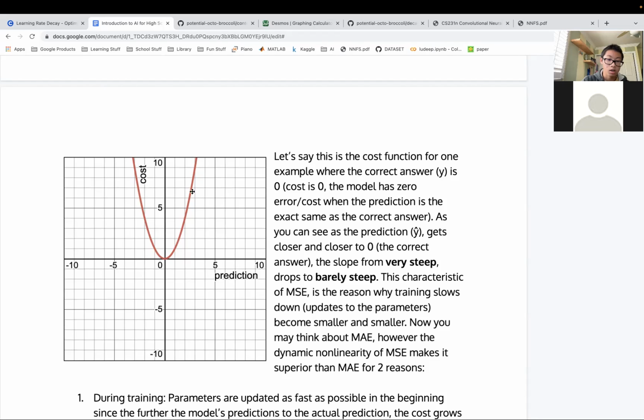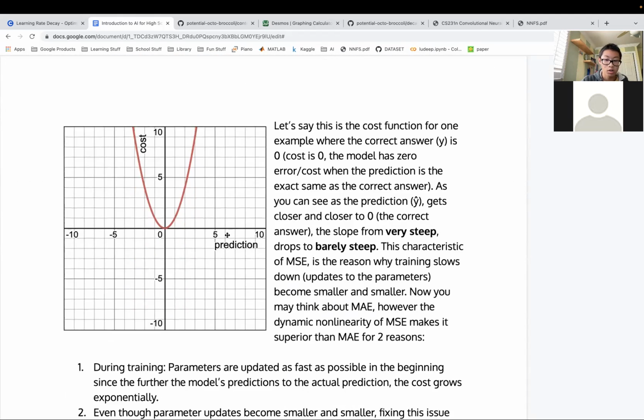But then as you get closer, let's say zero is what you want the prediction to be equal to. If zero is what you want the prediction to be equal to, as you get closer to zero, your partial derivative is getting smaller and smaller.